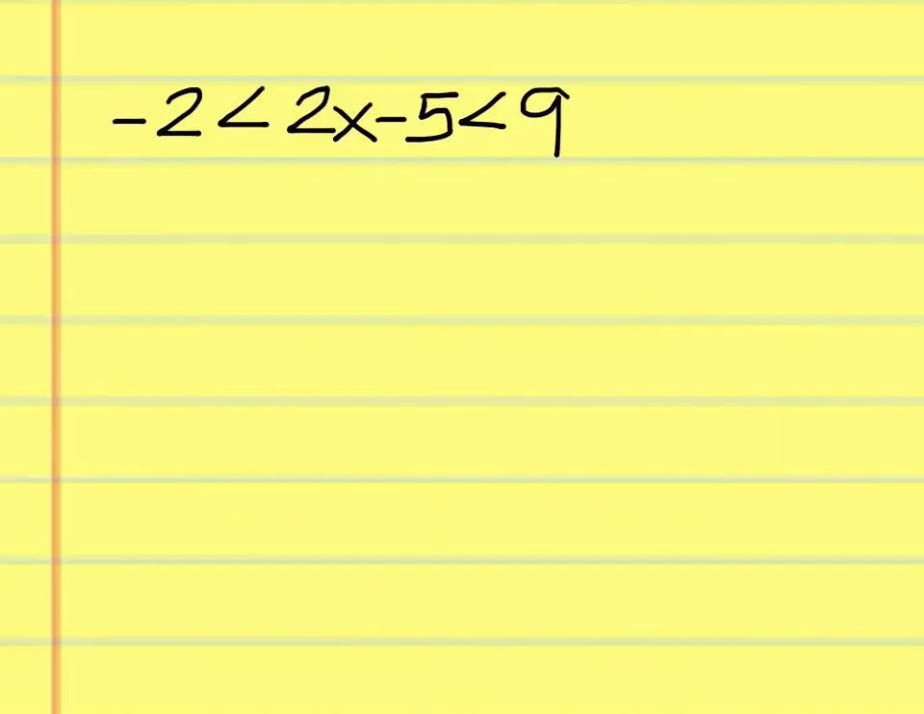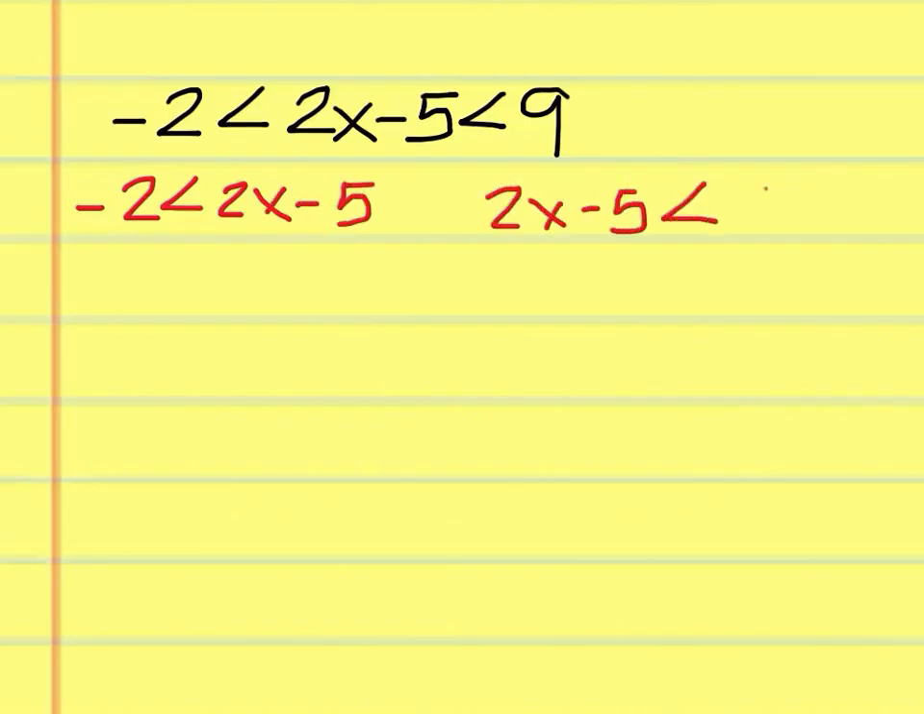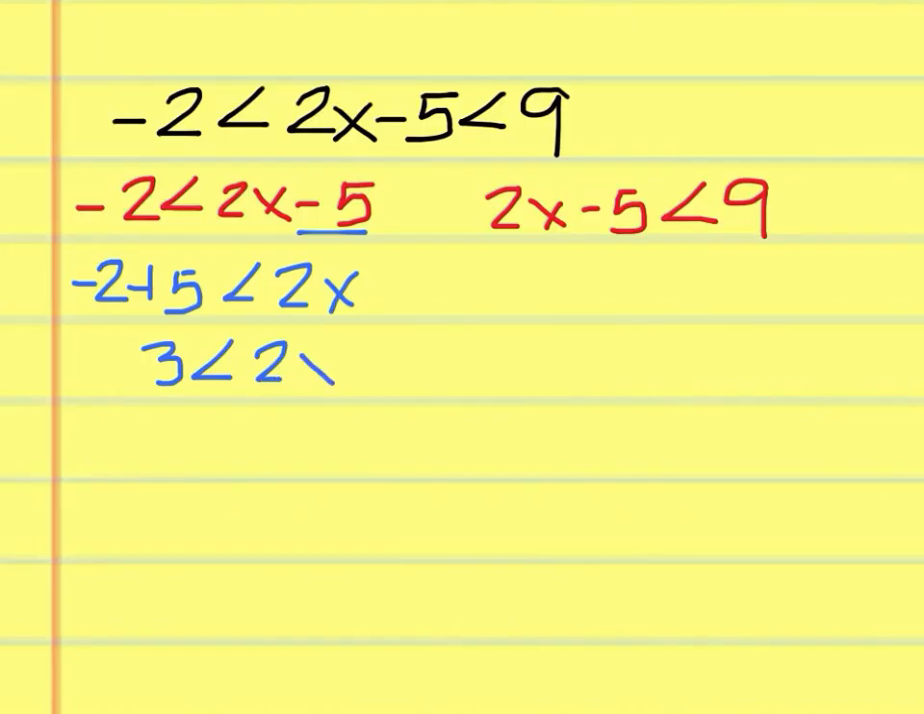You could set this up as two different inequalities, negative 2 less than 2x minus 5 and 2x minus 5 less than 9. On the left-hand side, we would move this to the left and make it plus, and then simplify that side to get a 3. Divide by 2, and then create a mixed number.